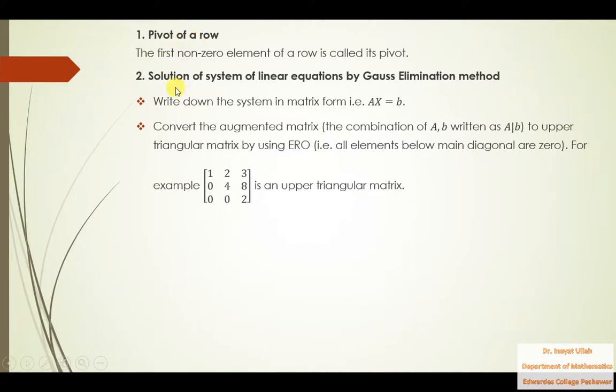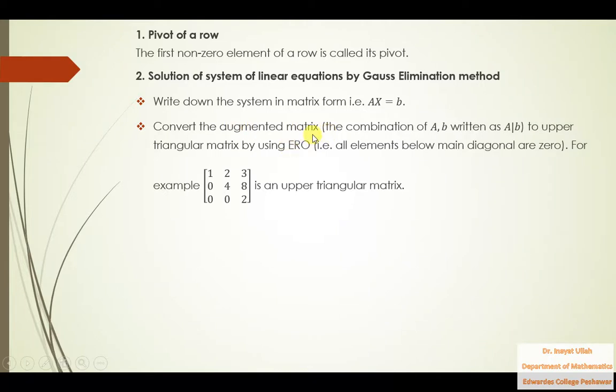Secondly, we need to solve the system of linear equations by the Gauss elimination method. We have discussed how we could solve the system by the matrix inversion method, and number 2, Cramer's rule. And now we need to solve the system of linear equations by the Gauss elimination method. In this method we will write the system in matrix form, and then we will convert the augmented matrix.